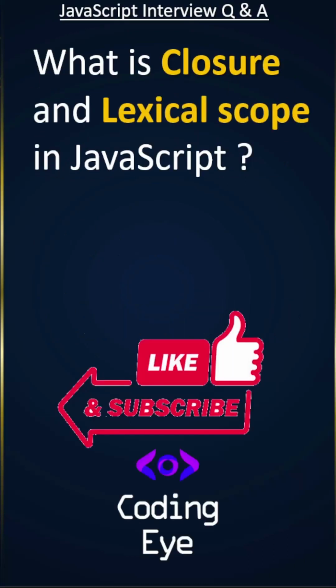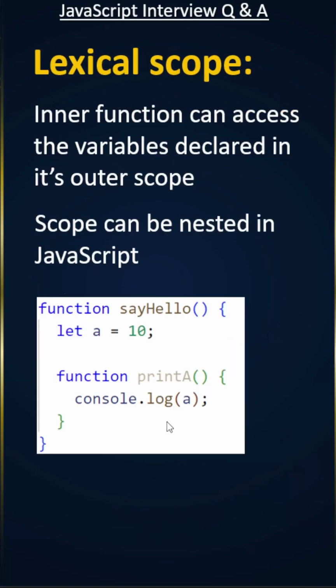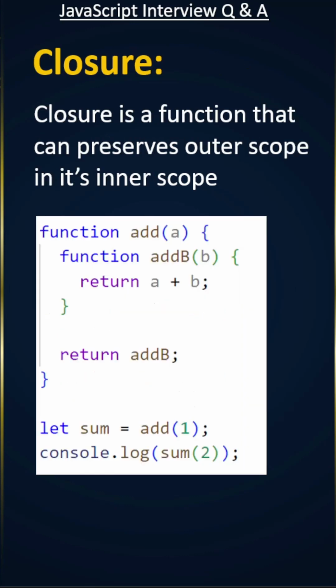Let's discuss what is a closure and lexical scope in JavaScript. According to lexical scope, those functions which are declared inside another function can access variables which are declared outside of its scope. Scope can be nested. Here, print a is an inner function which is able to access the variables which are declared in its outer scope. And the closure is a function which preserves its outer scope in its inner scope.